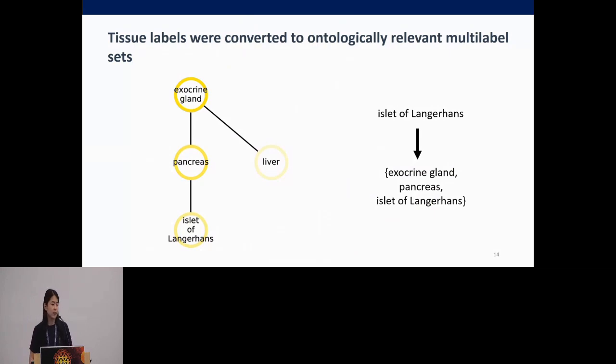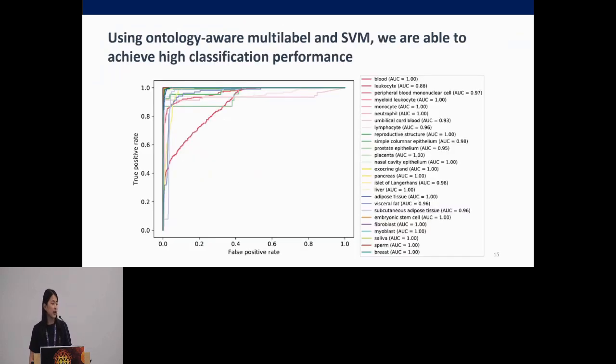So we propagated, for example, a sample of islet of Langerhans would then be propagated into a multi-label set of exocrine gland, pancreas, and islet of Langerhans, which would indicate that the sample should, in one resolution or another, carry some information that is related to those three labels. And by using that multi-label set for every single sample, we put it into a multi-label SVM, and we were able to actually achieve high performance regardless of the level of the ontology that it saw.